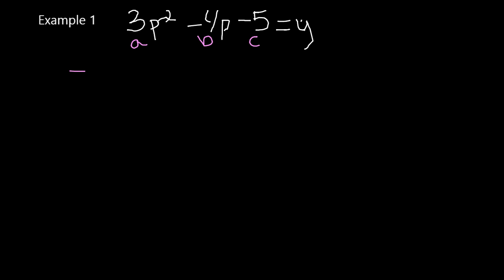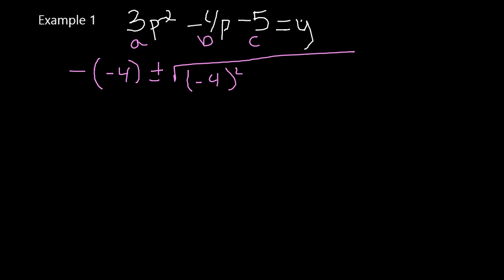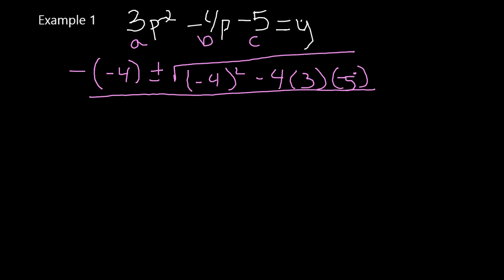So negative b, so we put a negative outside in parentheses. My b is negative 4, close parentheses, plus or minus the square root. And inside the square root, we have b squared minus 4ac. So my a is 3 and my c is negative 5. Make sure to watch your signs and put everything in parentheses. And all of that is over 2a. So now I'm going to solve this, and we kind of got to break it down piece by piece.